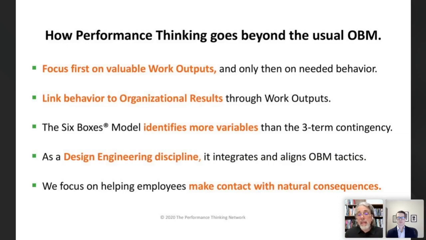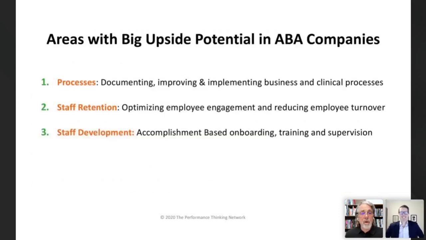And also, I would say in our work, we focus more on arranging all the conditions to help people be successful and make contact with the natural consequences than we do necessarily focus on raising people's performance through consequences. That's not to discount consequences. It's just to say that we can help people get to those natural consequences more easily when we build the system. So there are some differences where I think, of course, I have a bias, but I think where performance thinking adds to OBM.